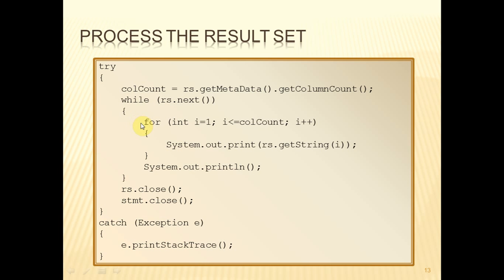Now, because we don't know how many columns there are, in this example all we're doing is iterating through the data for that row, and for each column we're going to print out the information. So we've got the for loop that starts with the loop counter with a value of 1, and will go up to and include the value of column count.